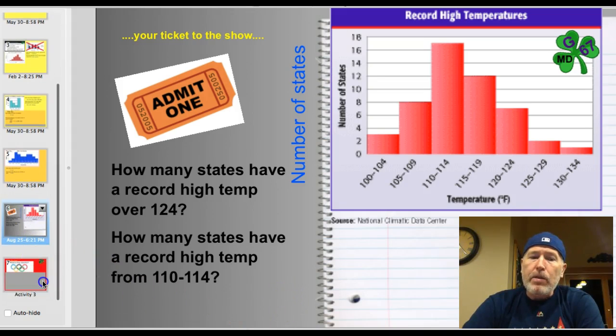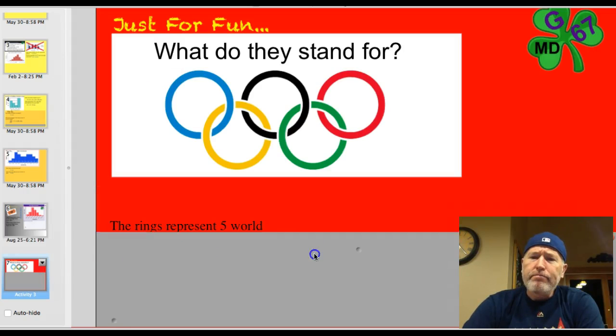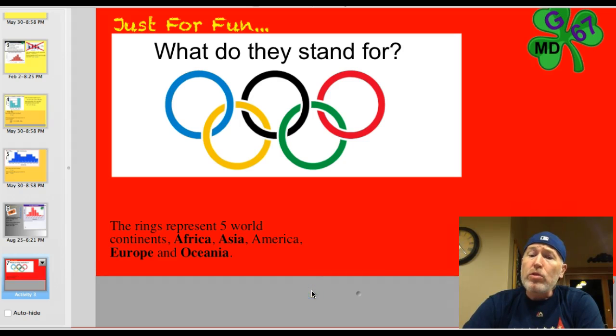All right, let's get to the trivia question. What do they stand for? I did not know this. The rings represent the 5 world continents: Africa, Asia, America, Europe, and Oceania, otherwise known as kind of like the Greater Australia. America, they group North America and South America together. Back when I was a kid, there were 7 continents. Apparently we've lost 2. I guess we just kind of merged a couple.